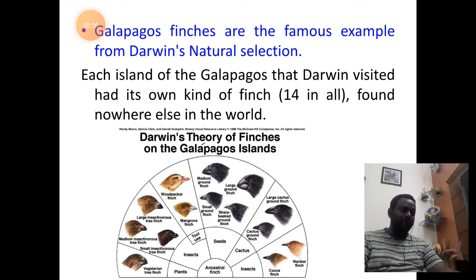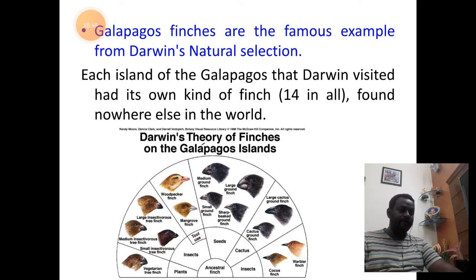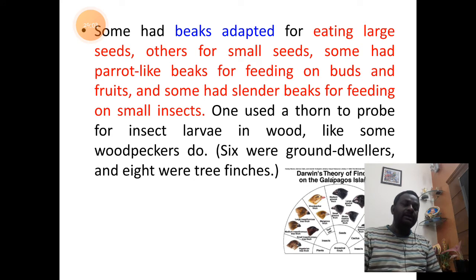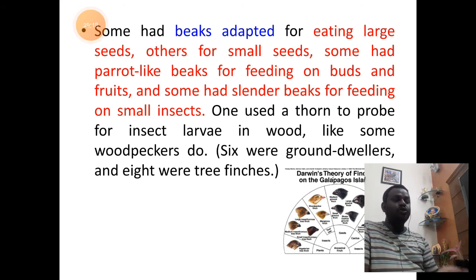So another classical example of natural selection is the Galapagos finches of Darwin. Darwin's natural selection includes a classical example of Galapagos finches, where 14 species of finches are due to the variety of food available to them. So the beaks got modified in all these 14 finches. Eating food like large seeds, small seeds, feeding on birds, then fruits, small insects, etc., had led to the variety of beaks in the finches also.